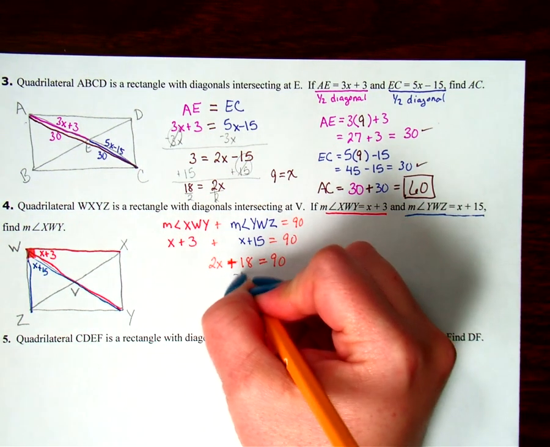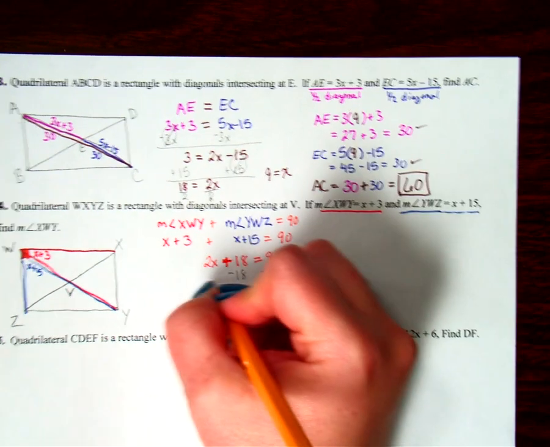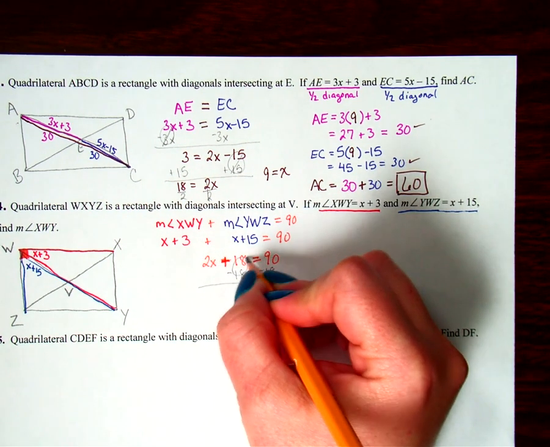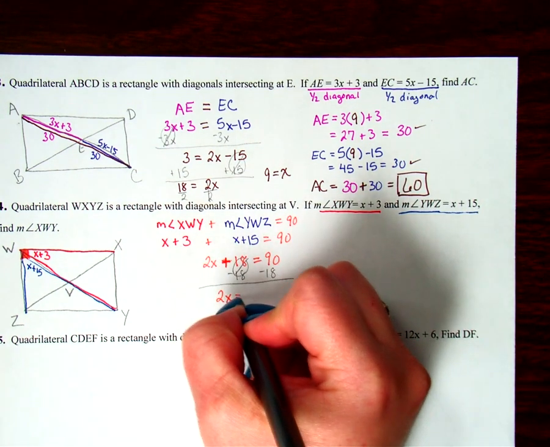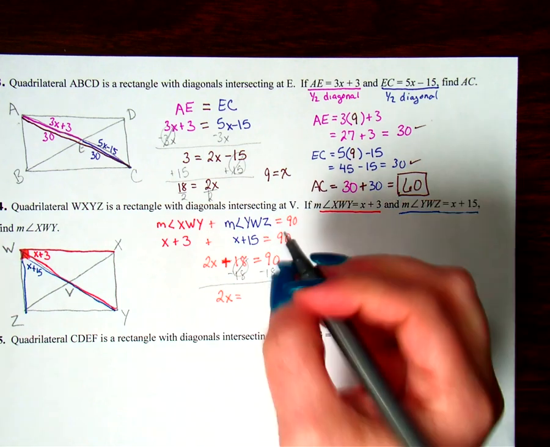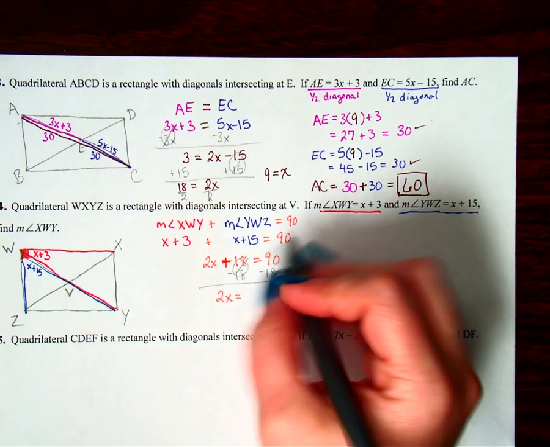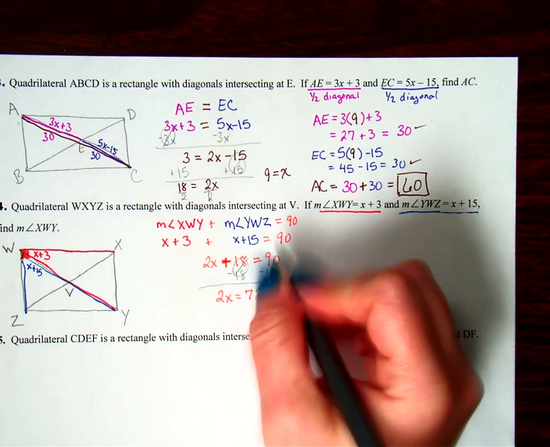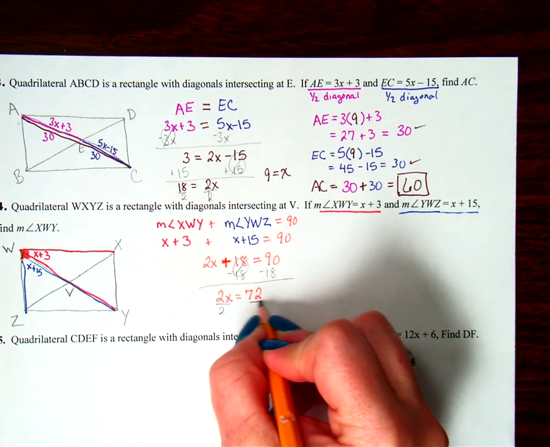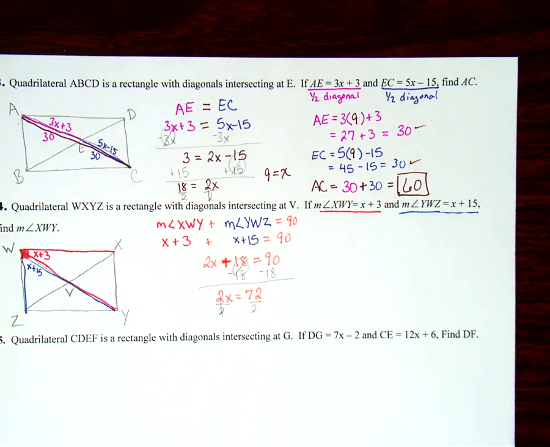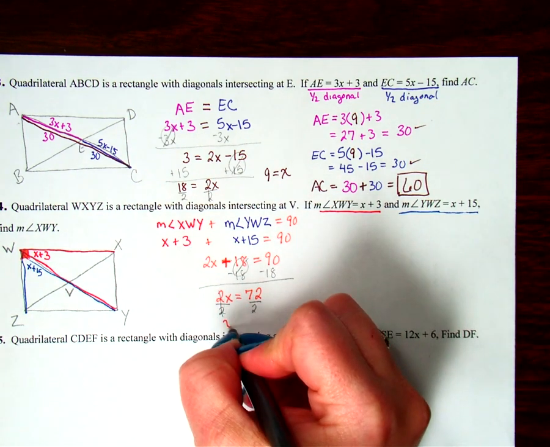All right, we'll subtract 18 on both sides. So I'll end up with 2x equals 90 minus 18, which is 72. Divide both sides by 2, and x equals 36.